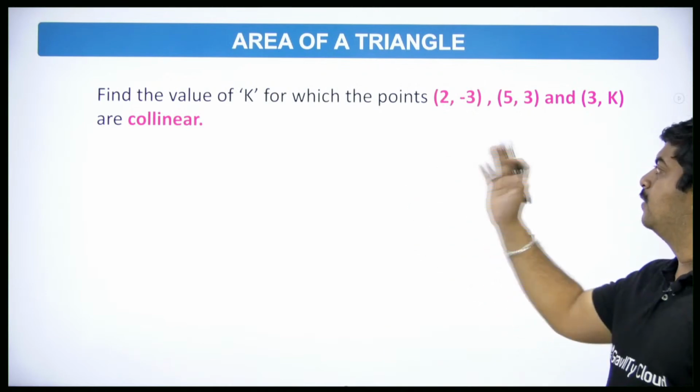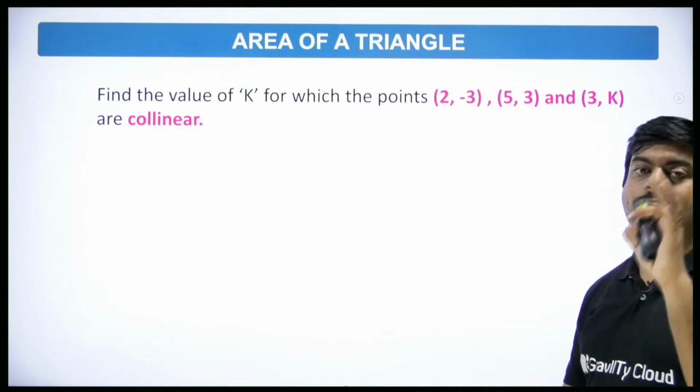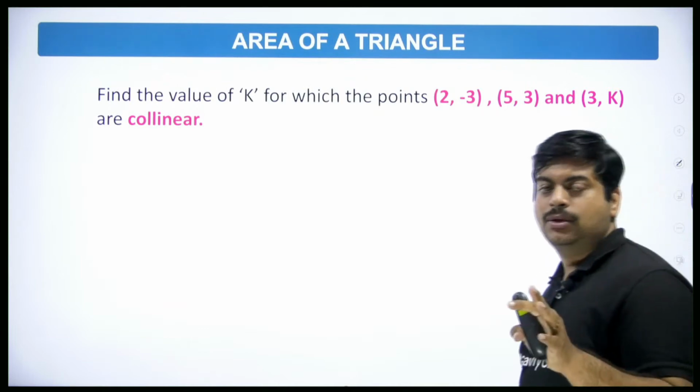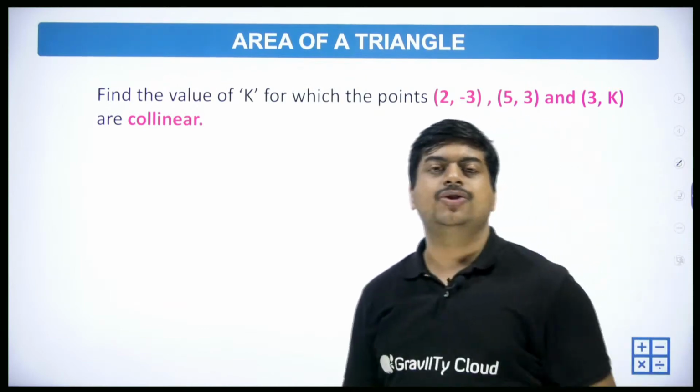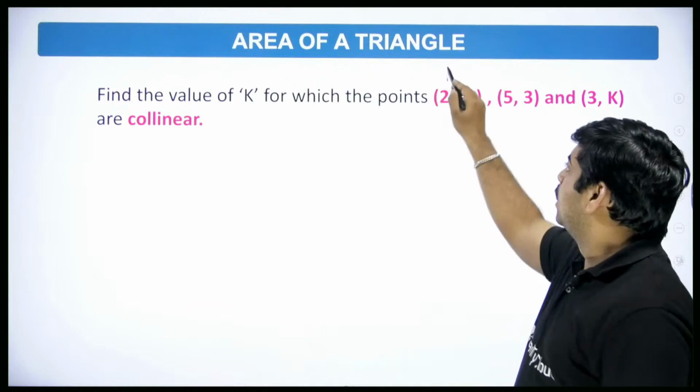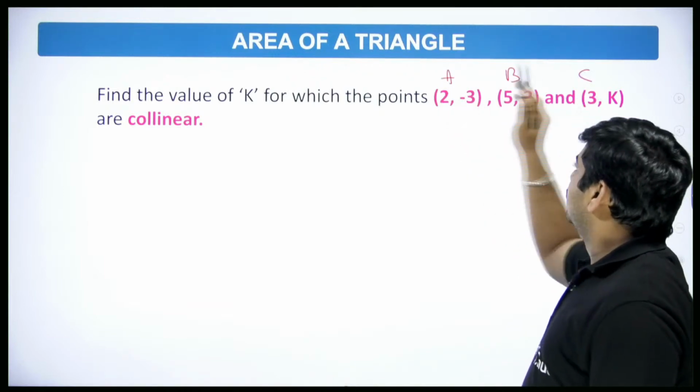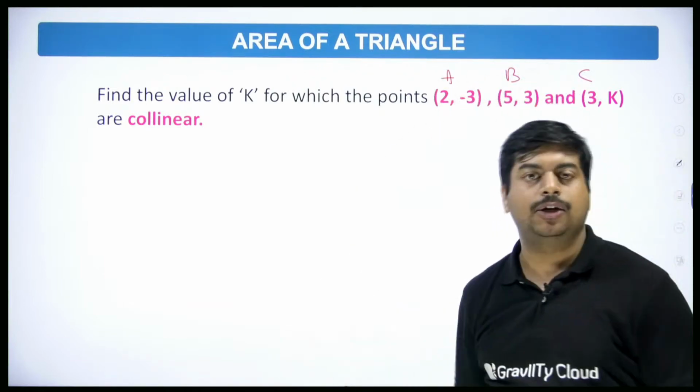Find the value of K for which the points are collinear. I told you when the points are collinear, the area of the triangle is 0, or the slope of the line joining those two segments, if this is A, B, C, okay, slope of AB and slope of BC will be equal. You can try in that approach.